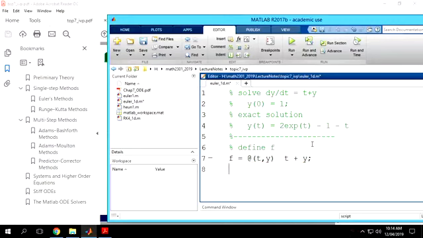And now you have y0. Initially I just put y to be 0 because I just initialized it. And n is the number of subintervals. How many subintervals? Suppose we just put 10 subintervals.